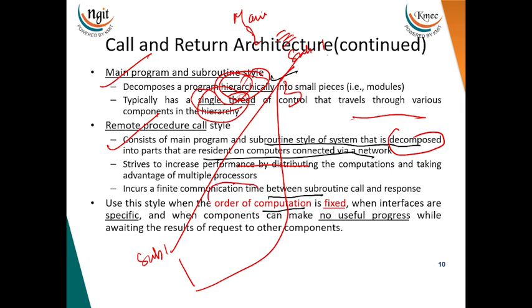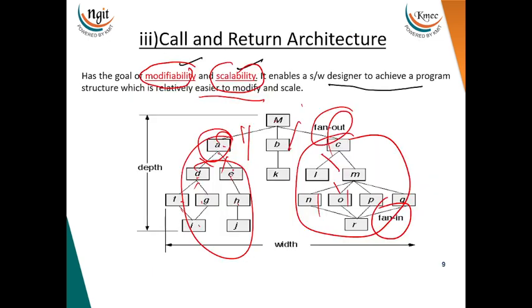The order of use of this style is such that the order of computation is fixed. And a more important thing: what are the disadvantages? The disadvantage here is that at any given time, I don't need this one, but my program has to go through this one.